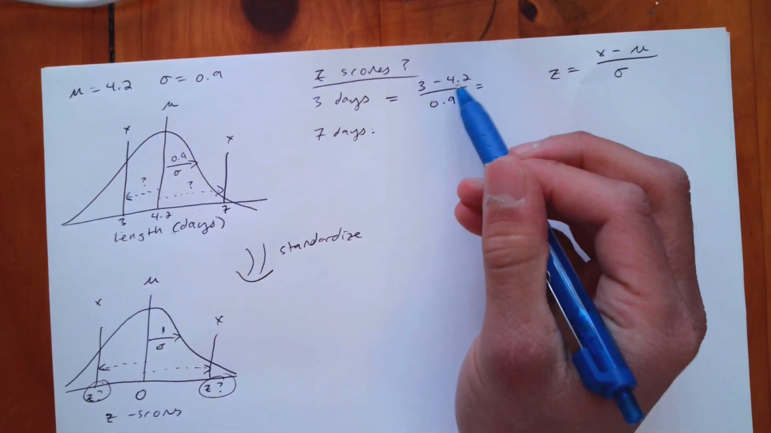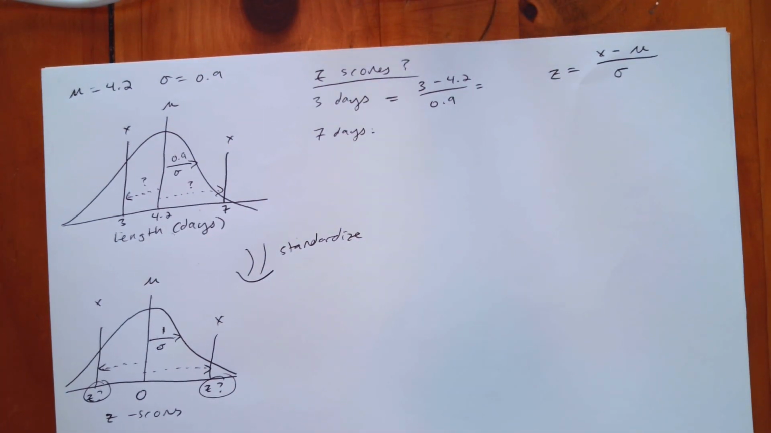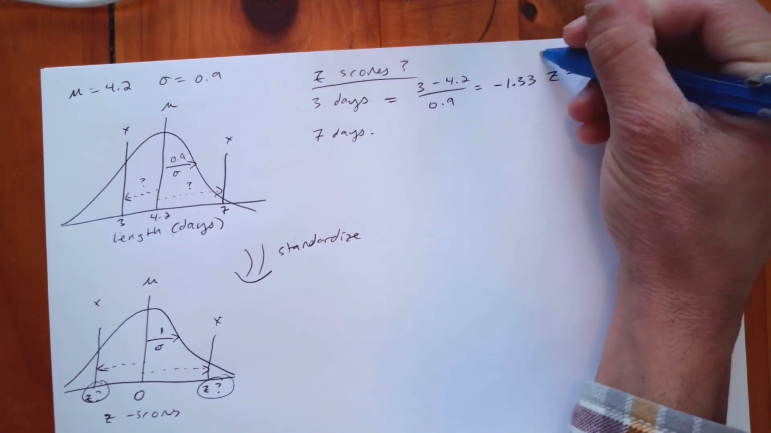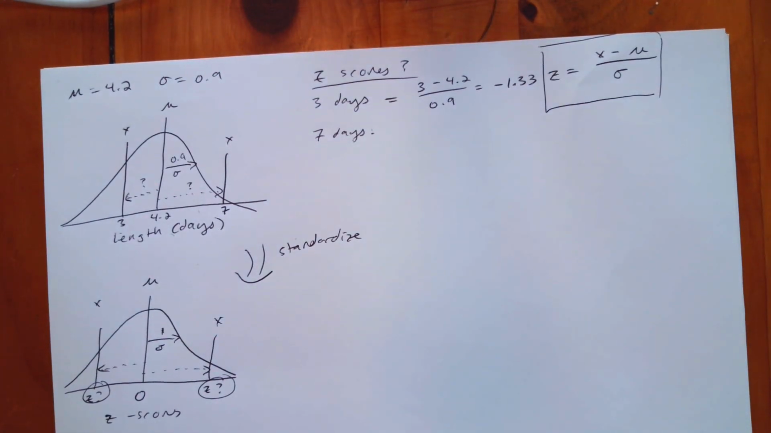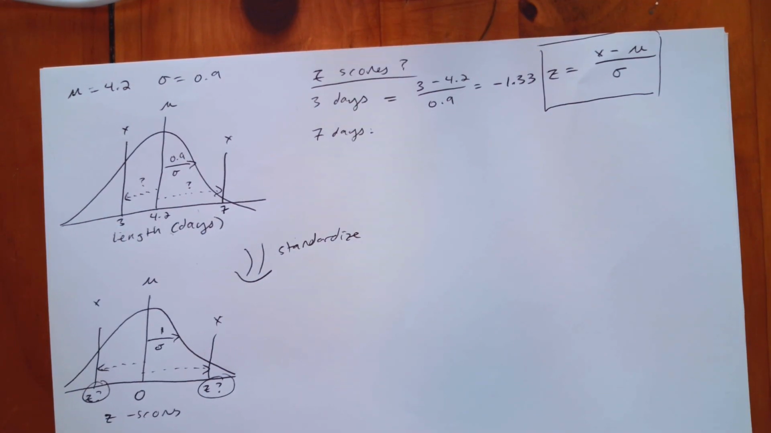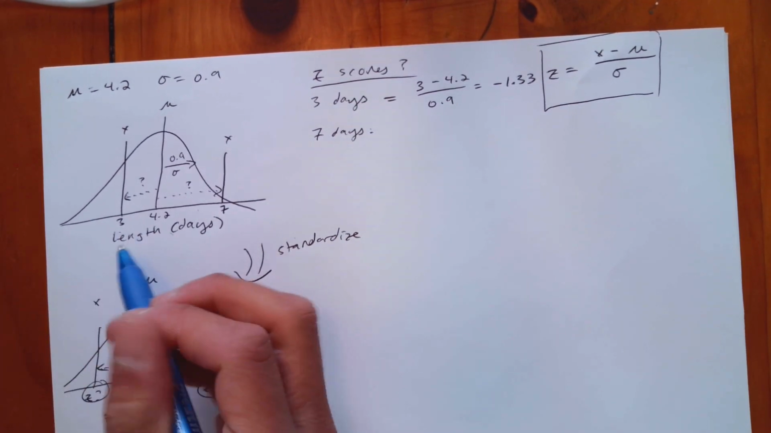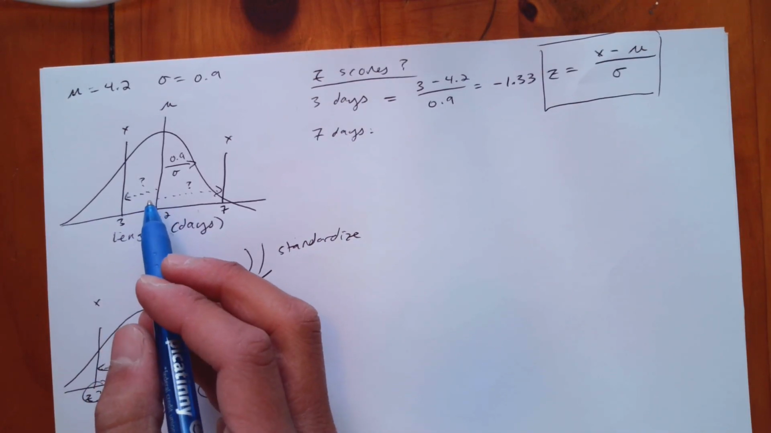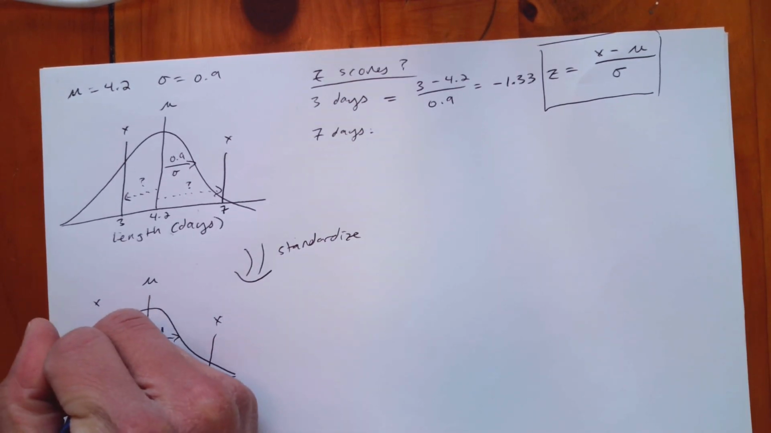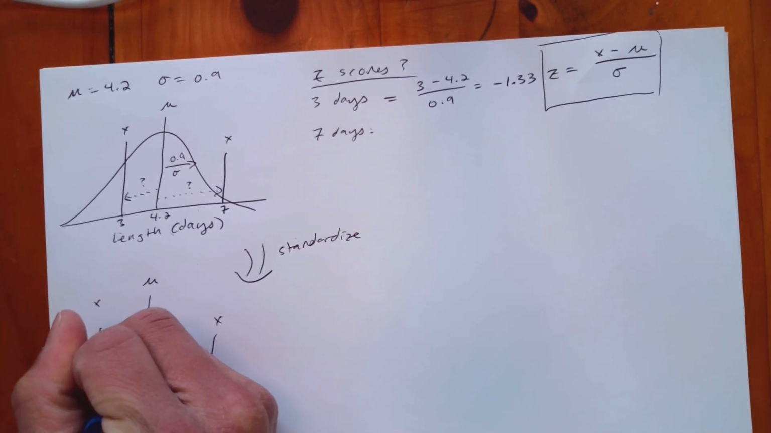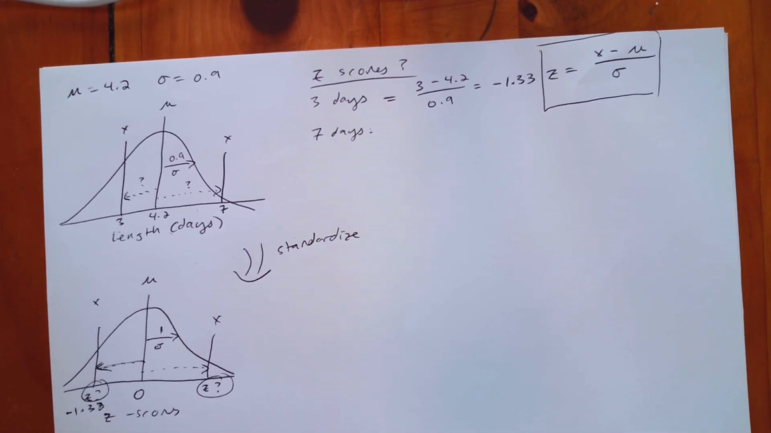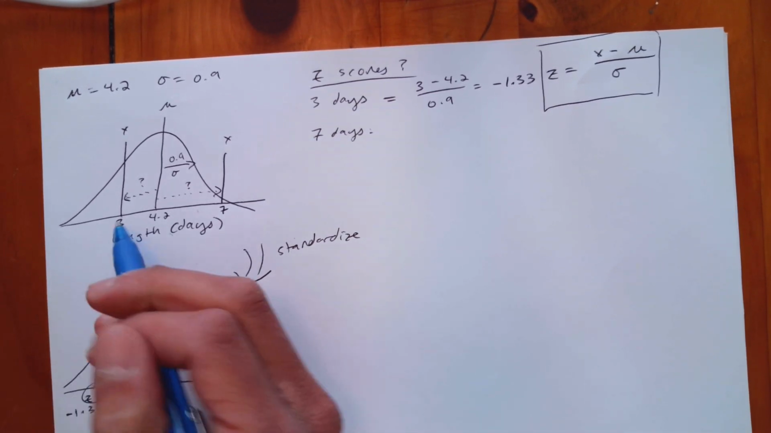And if we subtract 3 minus 4.2 and divide it by 0.9, the answer that we're going to come up with is negative 1.33. I'll box this off here because it's getting in my way. But we've got a z-score of negative 1.33 for this 3-day trial. And that tells us that we are 1.33 standard deviations away from the mean, going in a negative direction. And so we can plug this in here. This is 1.33, and it's negative. And that tells us that we've gone 1.33 standard deviations away from the mean in a negative direction to reach 3.